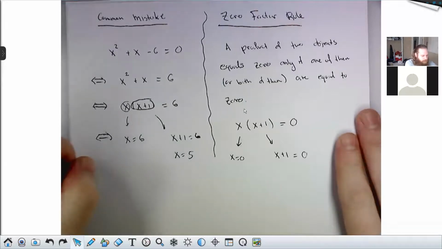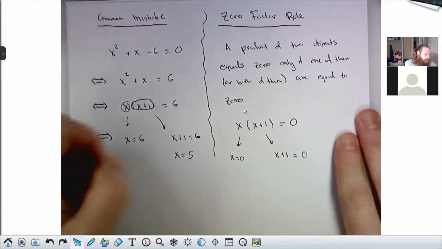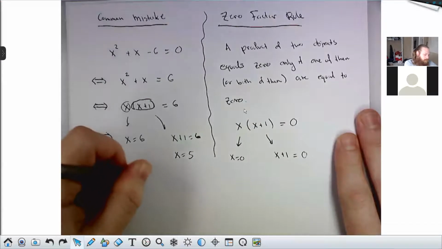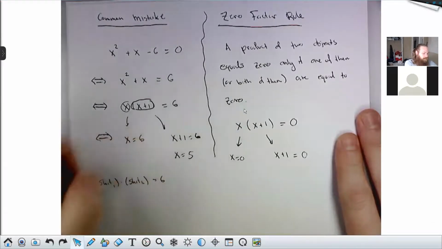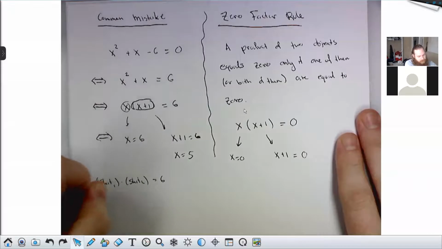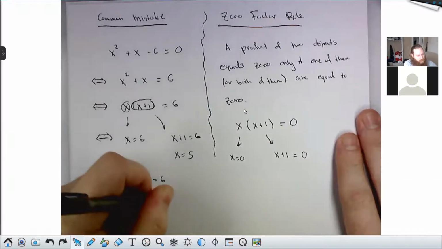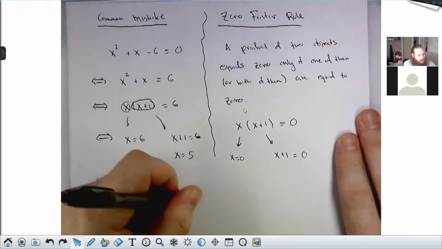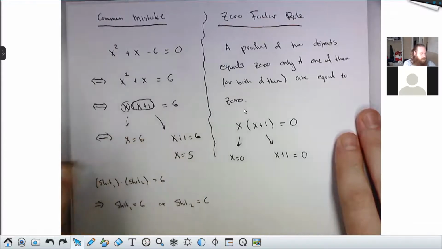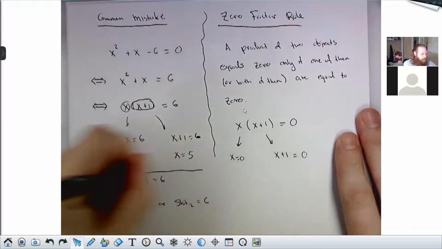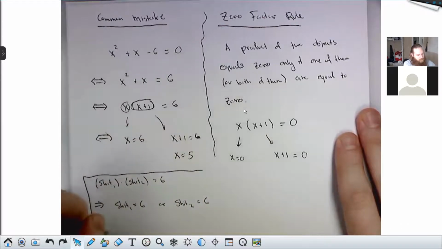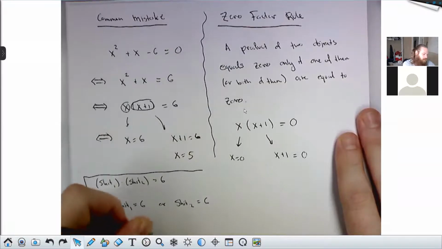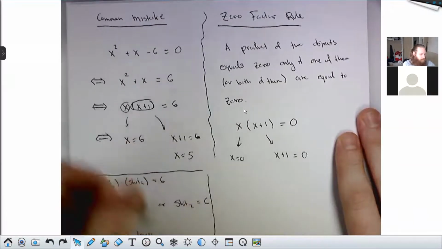So the idea that factor1 times factor2 equals 6 implies factor1 equals 6 or factor2 equals 6. This is faulty logic. Bad logic.